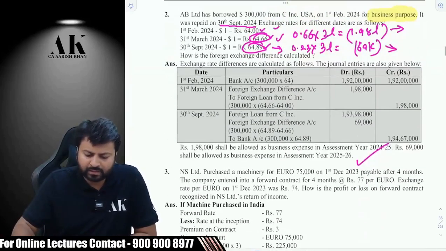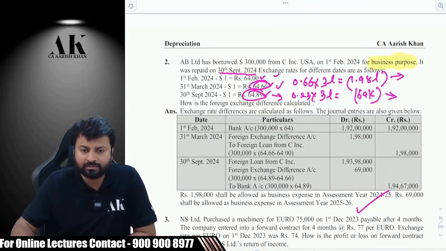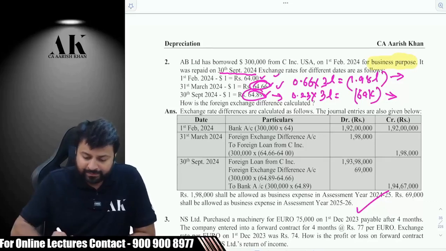Now, let's talk about the third illustration. It's a very intelligent illustration now. Third one. NS Limited purchased machinery for euro 75,000. Okay. Now, we are purchasing what? Machinery, a fixed asset for 75,000 euro on 1st December. Pay attention on the board or books. On 1st December 2023, payable after 4 months. The company entered into a forward contract for 4 months. Okay. And the forward contract says that we are supposed to pay 77 rupees flat per euro. Exchange rate per euro on 1st December, that is on the date on which we purchased the machinery, it was 74. How is the profit and loss on forward contract recognized in NS Limited's return of income?